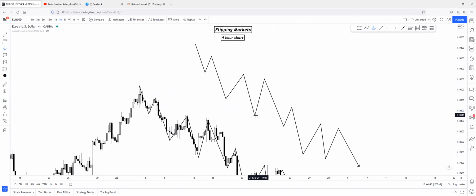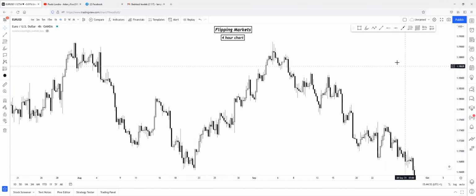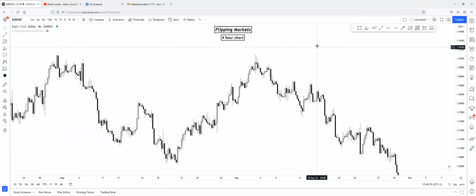If this low is broken, price will create a break of structure. And this goes on and on again. This is the break of structure. Now let's see how we can identify the break of structure.